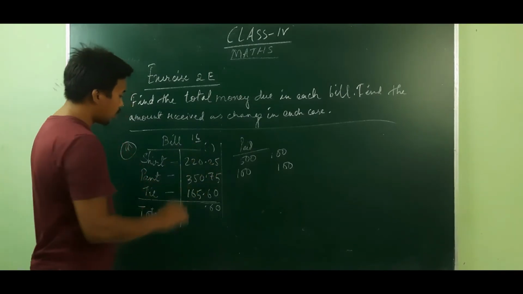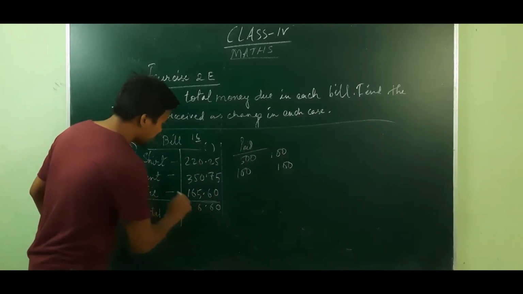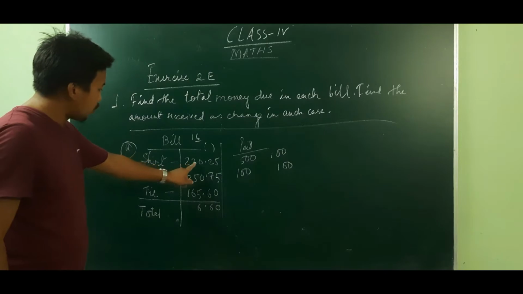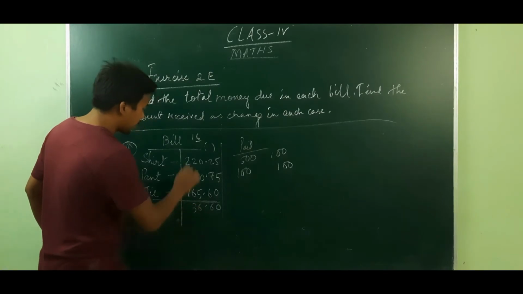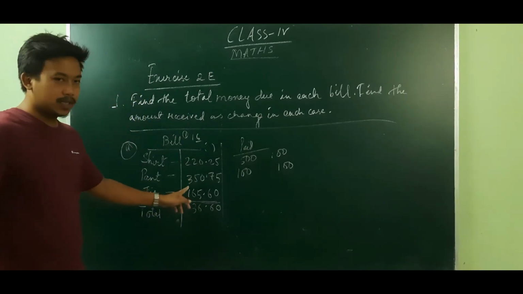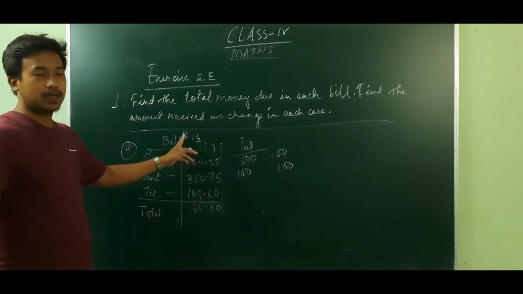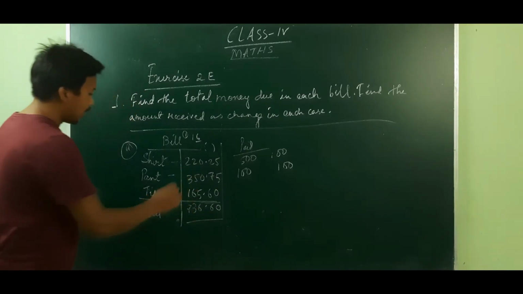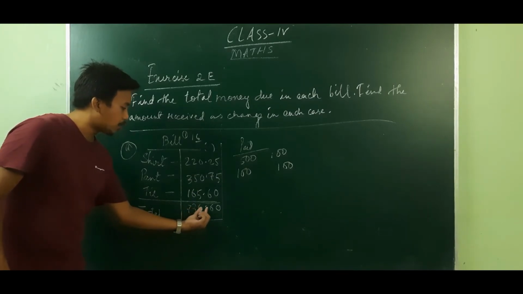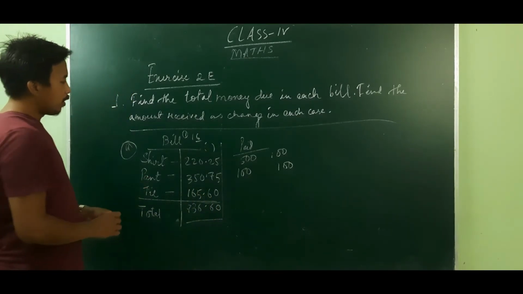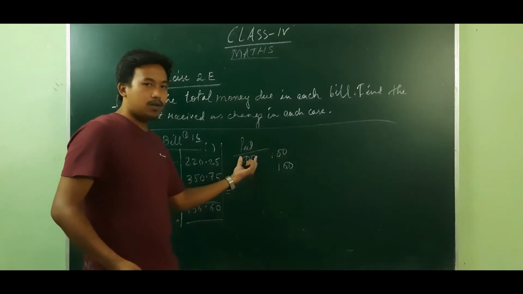Now 0 plus 0 is 0. 0 plus 5 is 5. As we had 1 in hand, 5 plus 1 is 6. The next one is 2 plus 5 is 7. 7 plus 6 is 13. That is again 1 in hand. 2 plus 3 is 5. 5 plus 1 is 6. And 6 plus 1 will be 7. That means a shirt, a pant, and a tie cost rupees 736.60 paise.